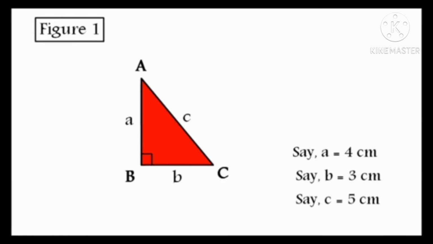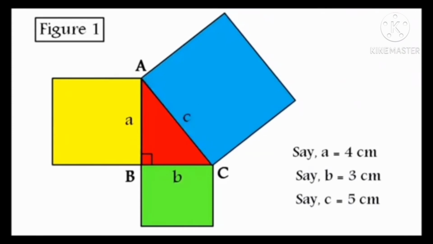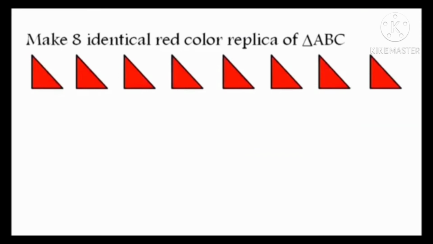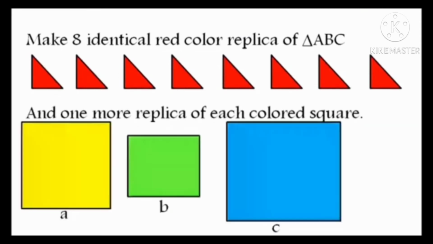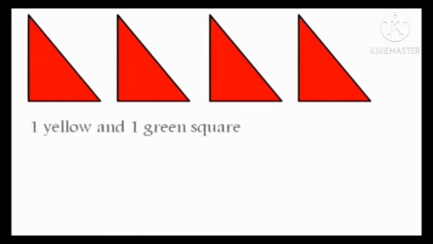Now paste a yellow square on AB of a units and paste a green square on BC of side b units. Next, paste a blue square on AC of side c units. Now, to prove this theorem, we make 8 identical replicas of triangle ABC on red colored paper and one more replica of each colored square. Out of these replicas, we will take 4 red triangles, 1 yellow square and 1 green square.